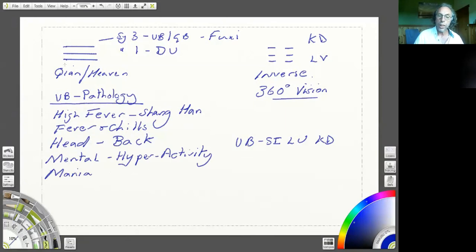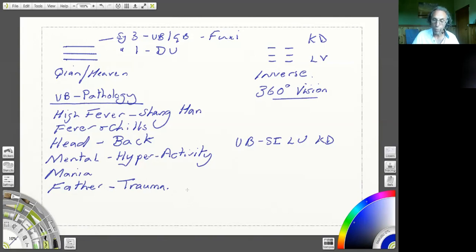The Trigram of Qian also relates to a father principle. So if you're treating any clients that have, you could say, trauma related to the connection to their father, we can think about using the Trigram of Qian. Sorry. Trauma from father. Yeah.